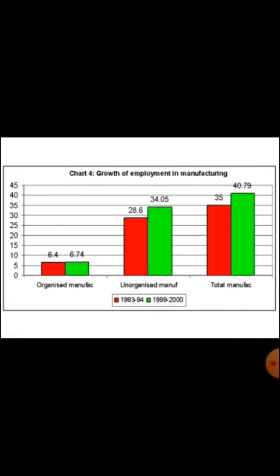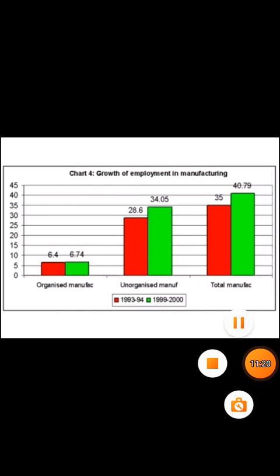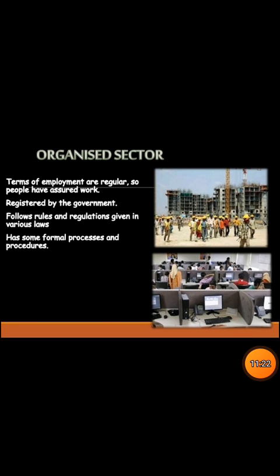The growth of the employment in manufacturing between the year 1993-94 and 1999-2000. In simpler terms, in the organized sector, the terms of employment are regular, so the people have assured work. It is registered by the government, follows the rules and regulations given in various laws, and has some formal processes and procedures.